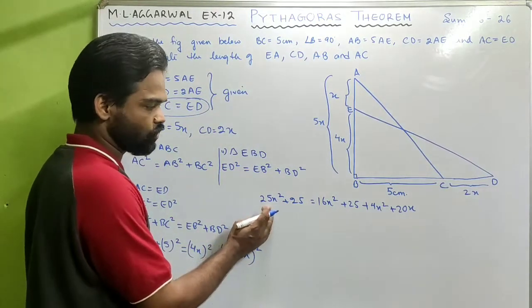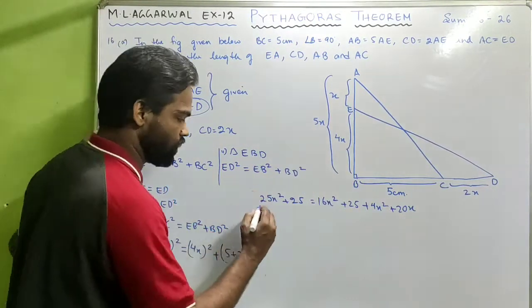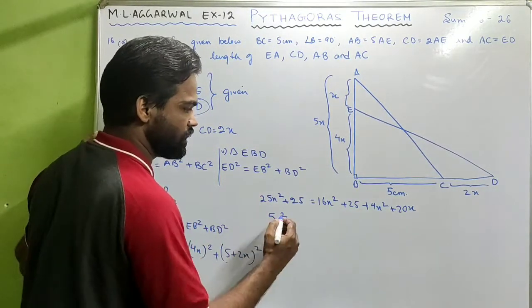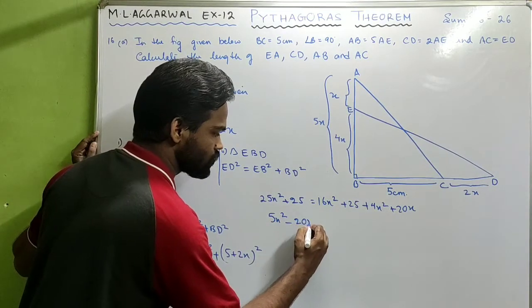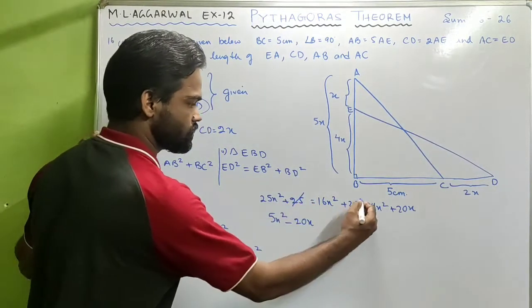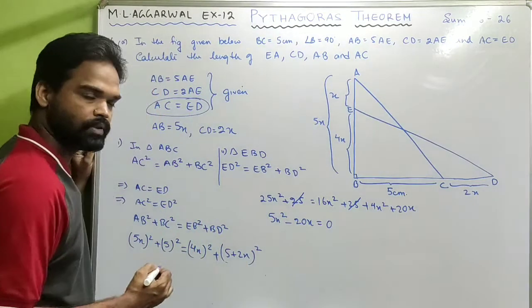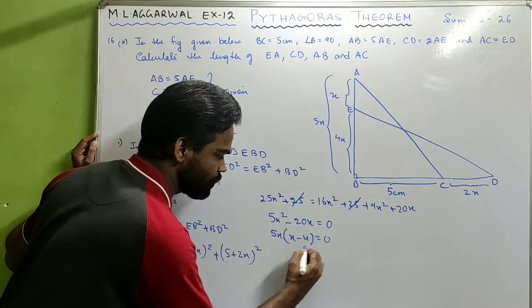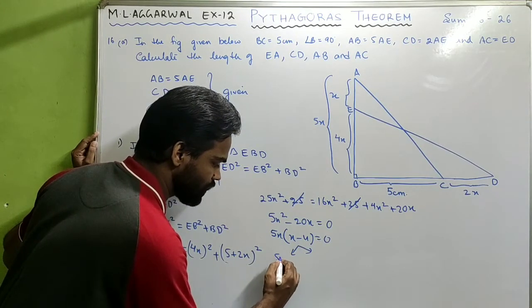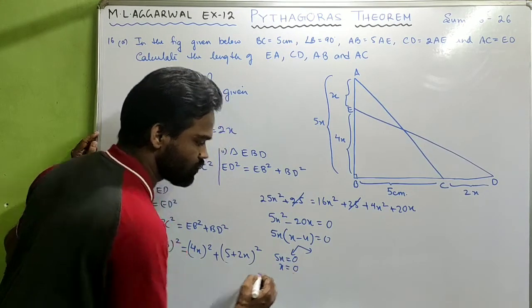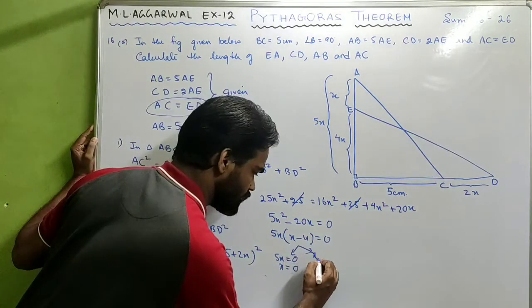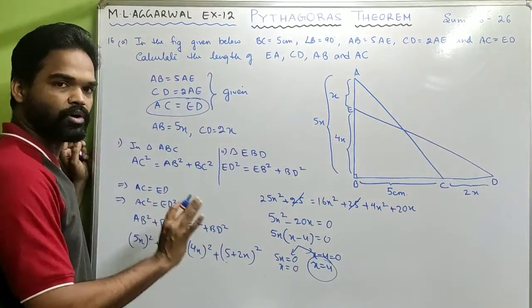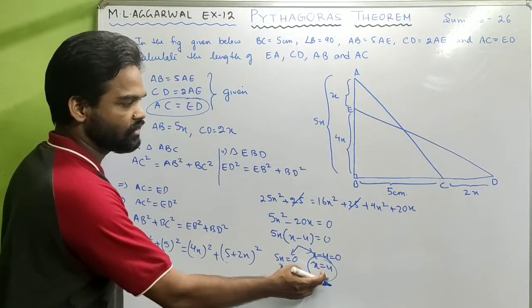Now look, 25x square minus 20x square, which means 5x square, and this comes on this side, so minus 20x. This cancels out, equals 0. Which means I can take 5x common, so x minus 4 equals 0, which means either 5x equals 0, which means x equals 0, not possible, or x minus 4 equals 0, which means x equals 4. So that's the possibility. So the value of x is 4.